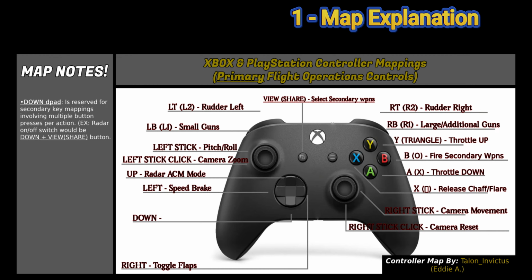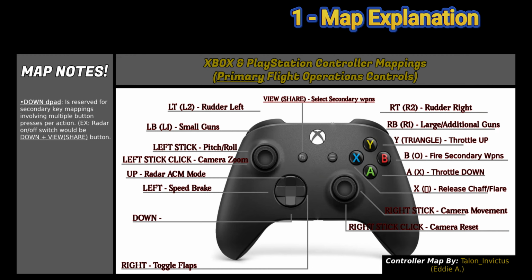By the way, this control schema works perfectly for props and jets alike. So you don't need to change anything to fly props or jets. You should be able to use this same thing I'm going to teach you how to configure here for both props and jets. Right here, if you look up to the left, you're going to see LT followed by a parenthesis, L2. Guys, if it's inside the parenthesis, that is the PlayStation equivalent of the Xbox controller button. So LT is referring to the left trigger on the Xbox, and then in parentheses L2, that would be L2 on the PlayStation.